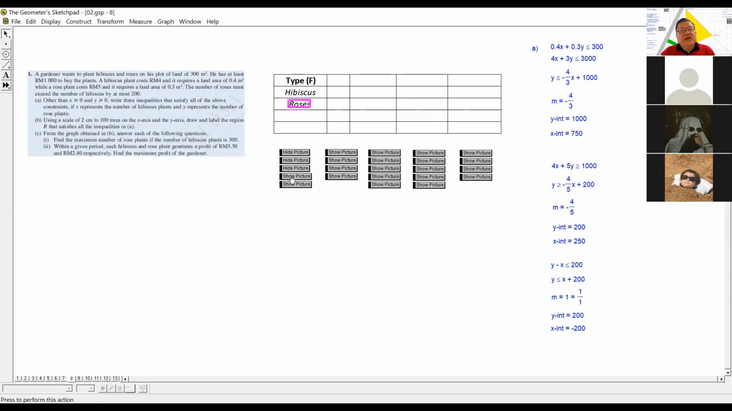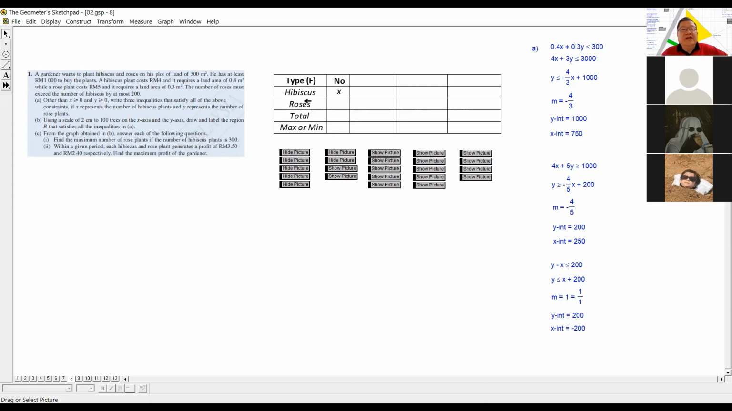Then the next two, they don't have to tell you, it's always there: the total and the maximum or minimum. Next column, also they don't have to tell you. It is always number. So number, hibiscus number. Hibiscus number means the number of hibiscus plants, and it is called x.